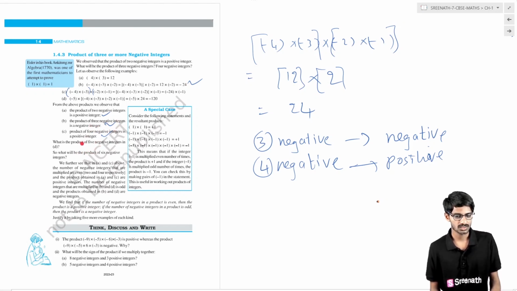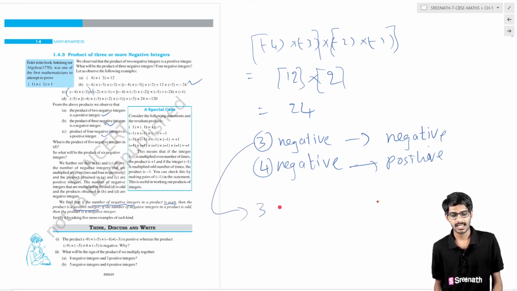So from that we have concluded, if the number of negative integers in a product is even, then the product is a positive integer. Okay, what does it mean? Number of negative integers. In this case, how many negative integers are there? Here we are multiplying three integers. 3 is an odd number. It is not even. So now we consider this case.